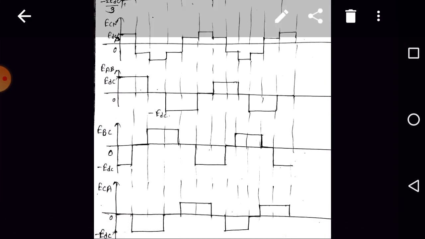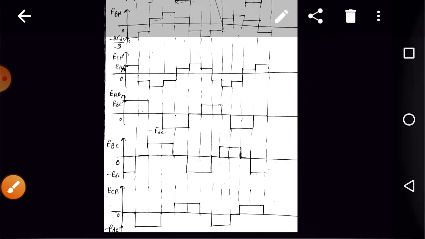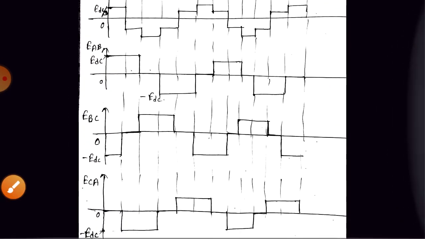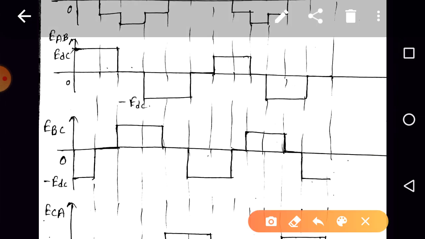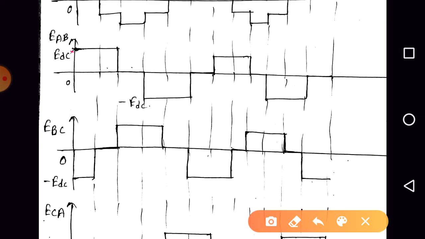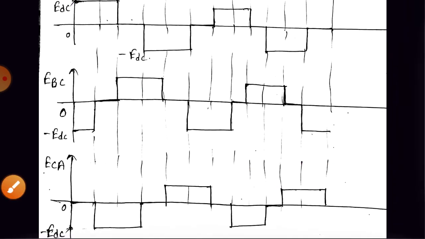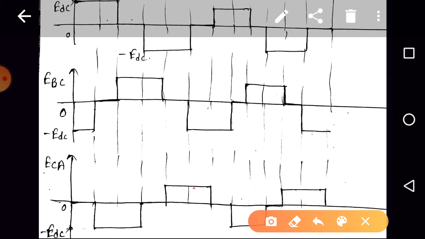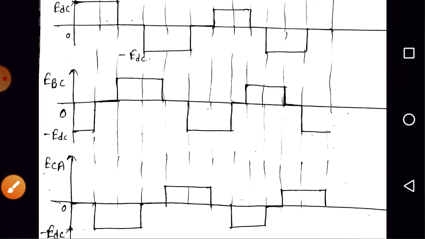Similarly, we can check for ECA also, right? So the phase displacement between the line voltages is also 120 degrees. What is the peak value of EAB? EDC. What is the peak value of EBC? It is also EDC. What is the peak value of ECA? It is also EDC. Are you getting the point, right?